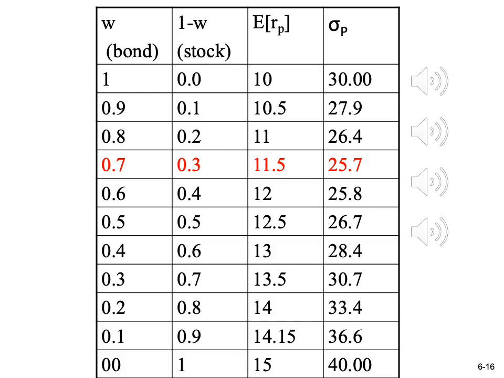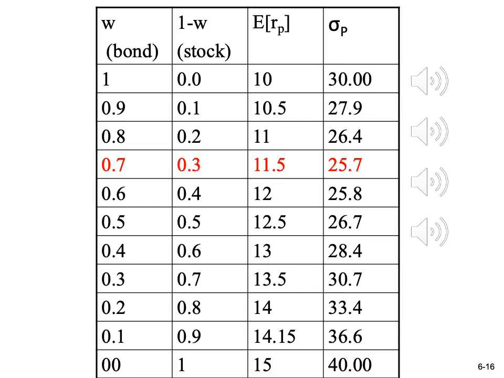Take the red numbers for example. If you want to put 70% of your money in bond, 30% of the money in stocks, then the risky portfolio's return will be 70% times bond return plus 30% times stock returns. So you plug in all the numbers in the formula to calculate the risky portfolio's return, which is 11.5%. Similarly, you put all the numbers in the standard deviation formula to calculate the risky portfolio's standard deviation.